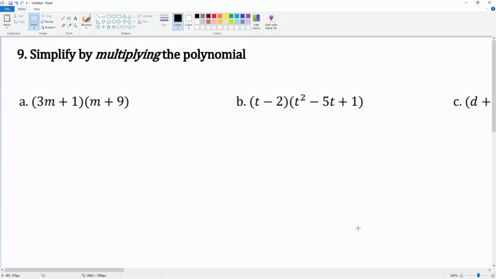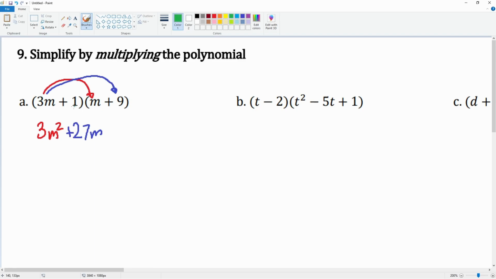Number 9, we are looking to multiply the polynomial. There's multiple ways to do this. The first one I'm going to show is by the distributive property. So 3m times m, this becomes 3m squared. The 3m times the 9 becomes a plus 27m.